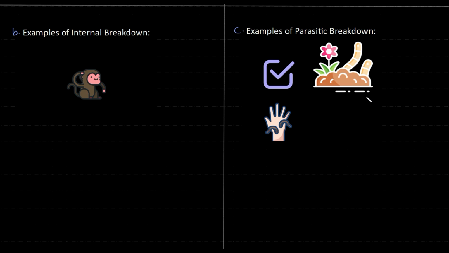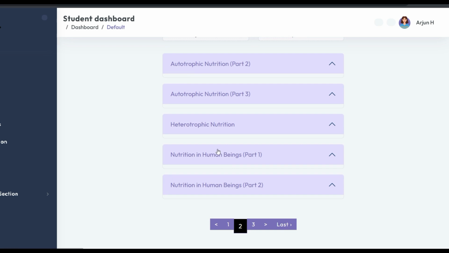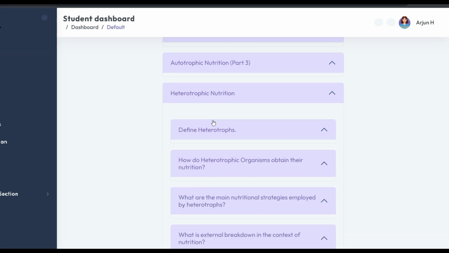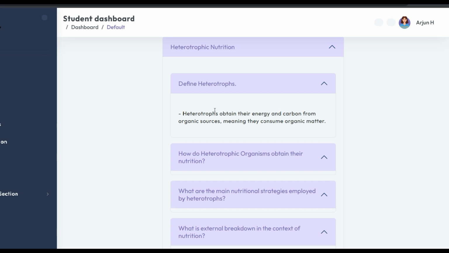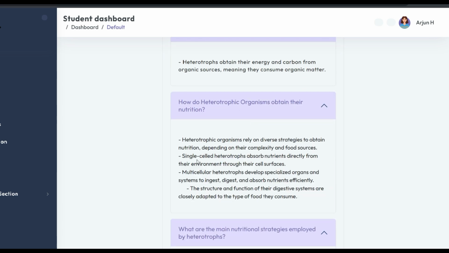Actually, I should have let you guys guess that. But let's look at the notes now. Anyways, that is done. So we are here, heterotrophs. Let's define it. Heterotrophs obtain their energy and carbon from an organic source, meaning they consume organic material. So how do the heterotrophs obtain their nutrition? There are two ways. One is single celled heterotrophs. They absorb nutrition directly from the environment. While multicellular heterotrophs break it down within their body and then the absorption takes place.